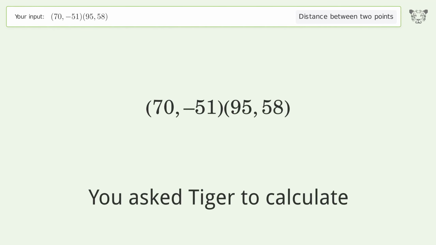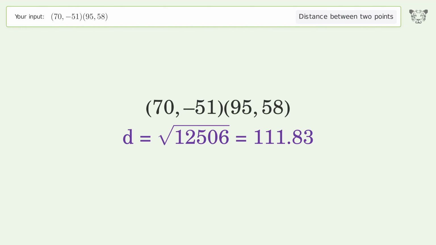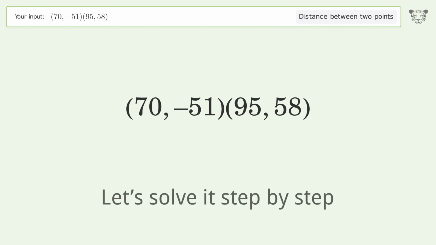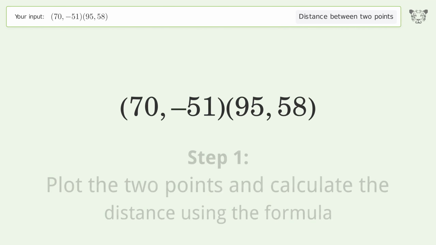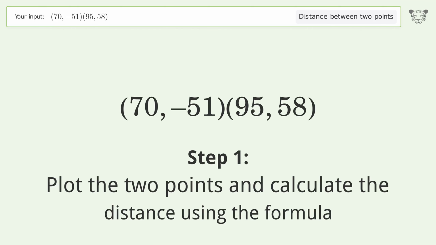You ask Tiger to calculate. This deals with the distance between 2 points. The distance between the 2 points is the square root of 12,506, or 111.83. Let's solve it step by step. Plot the 2 points and calculate the distance using the formula.